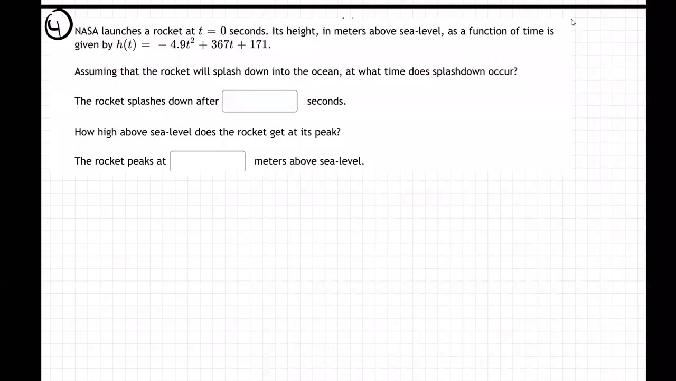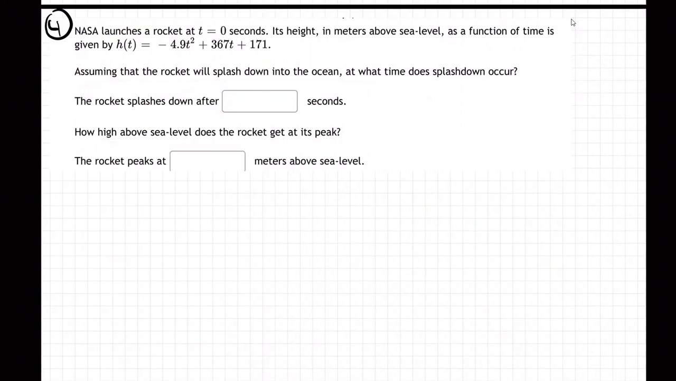Okay, so on this one, we have NASA launching a rocket at t equals 0 seconds. Its height in meters above sea level as a function of time is given by that. Assuming that the rocket will splash down into the ocean, what time will splashdown occur? And then how high above sea level does the rocket get at its peak?